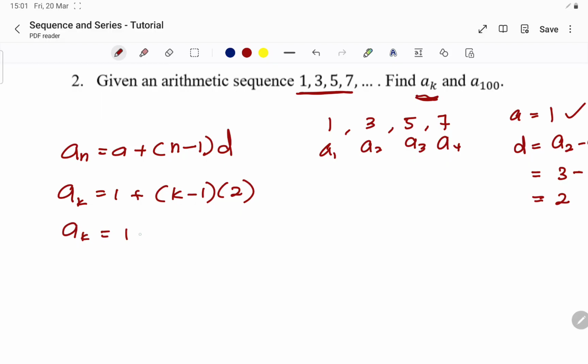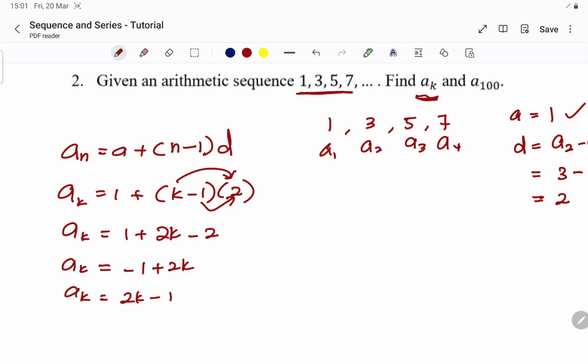You will get 1 plus K multiplied by 2, so 2K. Negative 1 multiplied by 2, you're going to get negative 2. So here you will get negative 1 plus 2K. Then you make it prettier. AK is equal to 2K minus 1. Like this. So this is your AK.